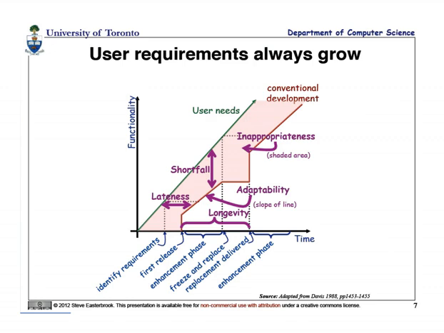Now we move on to the graph that shows why we are always behind. The green line represents user needs, which grow linearly over time. The red line represents conventional development. Because of the time it takes to identify requirements and develop the first release, we start with lateness. As we release, we have a shortfall between what the software does and what the user now needs. The shaded area is inappropriateness, the gap that leads to the eventual replacement of the system.